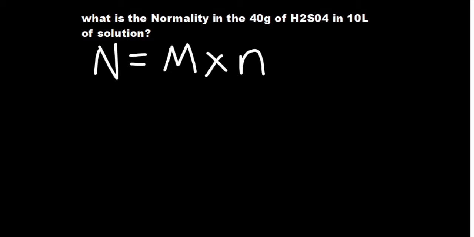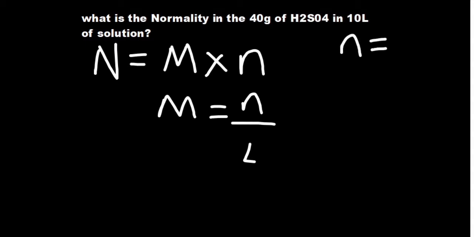We know that the molar concentration, M, is given by the number of moles in a liter of a solution. So how do you determine the number of moles? When you're given the mass, the number of moles is given by the mass divided by the molar mass. The mass has been given to be 40 grams.